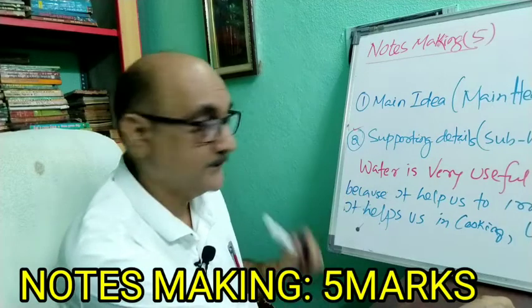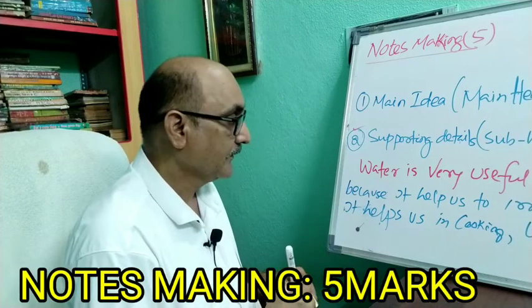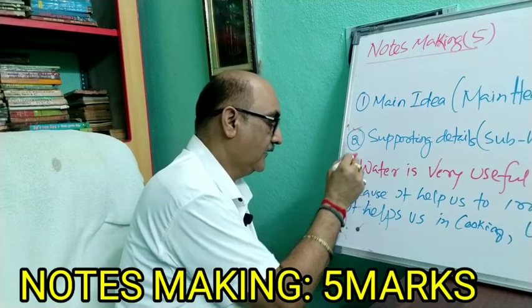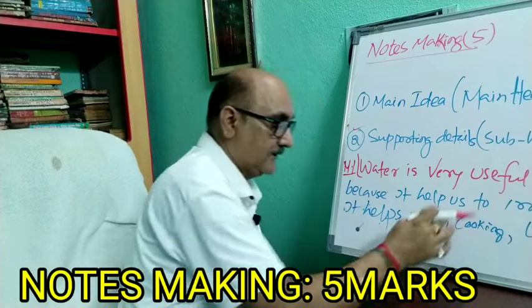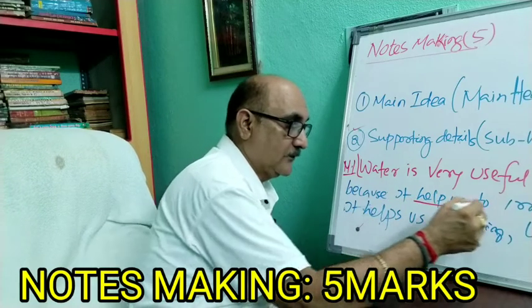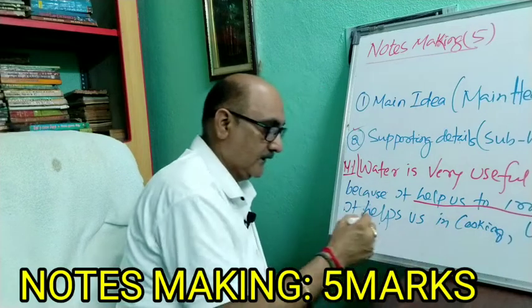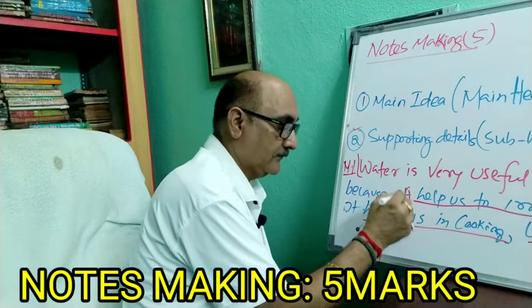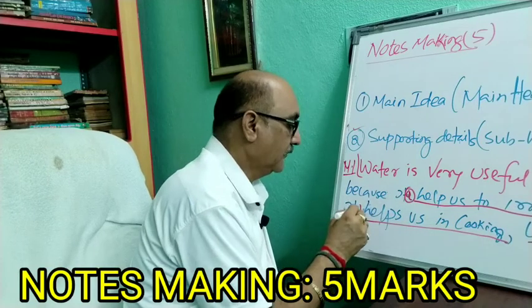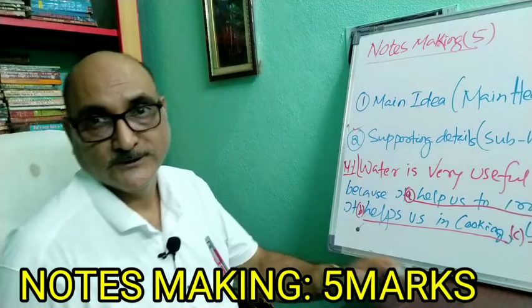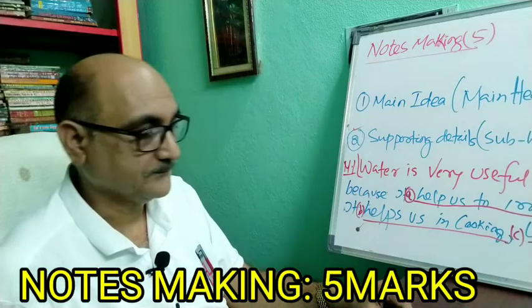Now what happened, you see, this boy has given the main idea, upon which all the sentences stand. The supporting details are: helps us to irrigate land, helps us in cooking, washing dishes. So you make it point A, point B, point C as hints to these supporting details. It is called supporting details.